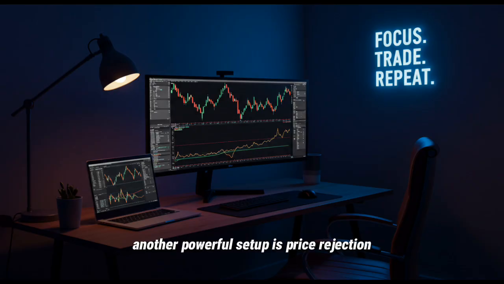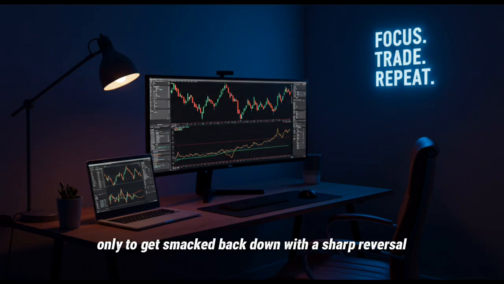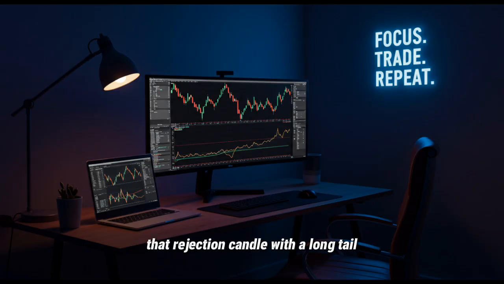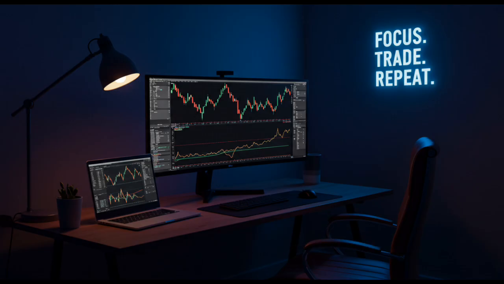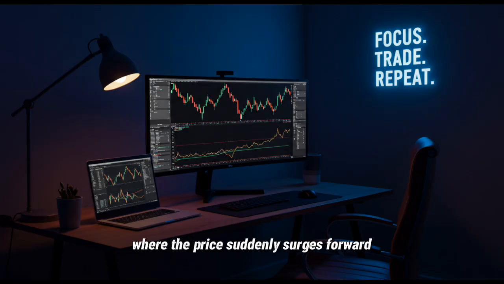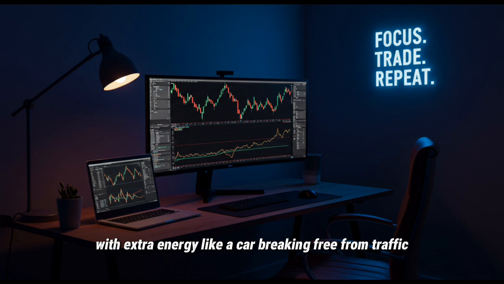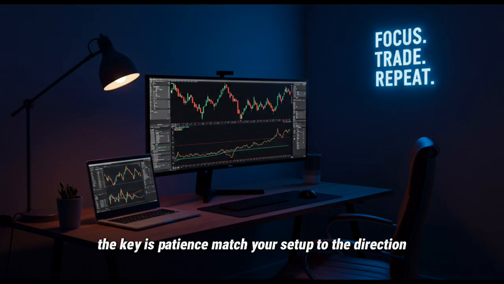Another powerful setup is price rejection on a higher key level. Imagine the price surging up to a significant barrier, like a ceiling it's hit before, only to get smacked back down with a sharp reversal. That rejection candle with a long tail showing buyers or sellers got overpowered screams opportunity. It's like the market saying, "Nope, not breaking through yet." Another option is a breakout, where the price suddenly surges forward with extra energy, like a car breaking free from traffic. The key is patience.